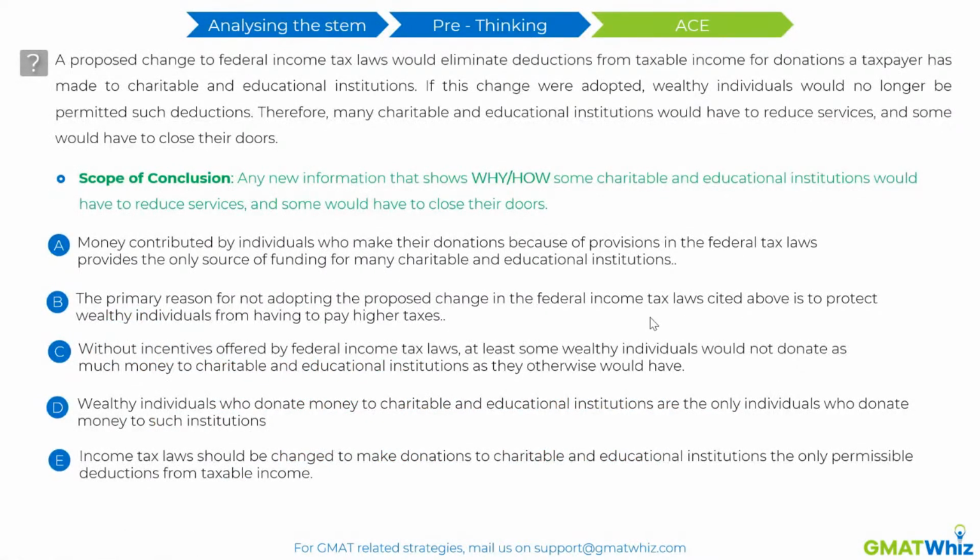So next step is, keeping this scope in mind, I am going to go to each option, and I'm going to try to see whether the option falls within the scope or not. And that is how I'm going to shortlist the options. So let's see. Money contributed by individuals. I'll stop. Okay, so this talks about individuals, not wealthy individuals, but individuals is a term which would definitely include wealthy individuals. So I'm okay with this. So money contributed by individuals. Which individuals? Who make their donations because of provisions in the federal tax laws. This implies that they won't donate if no deductions are given, right?